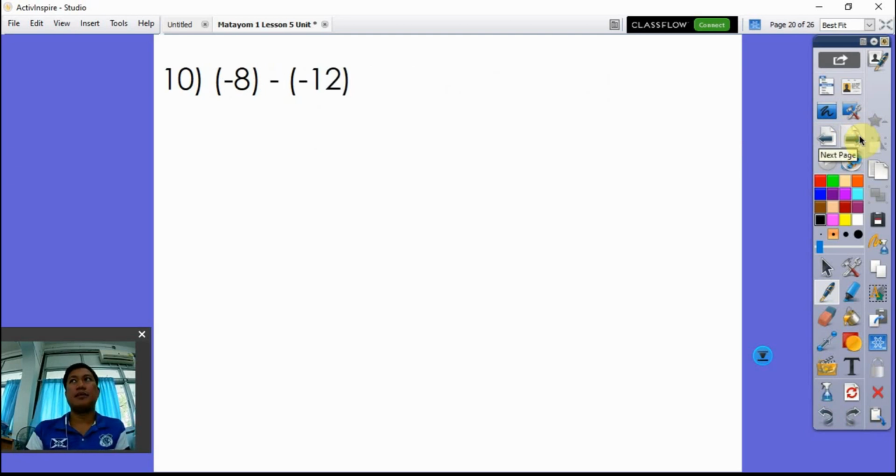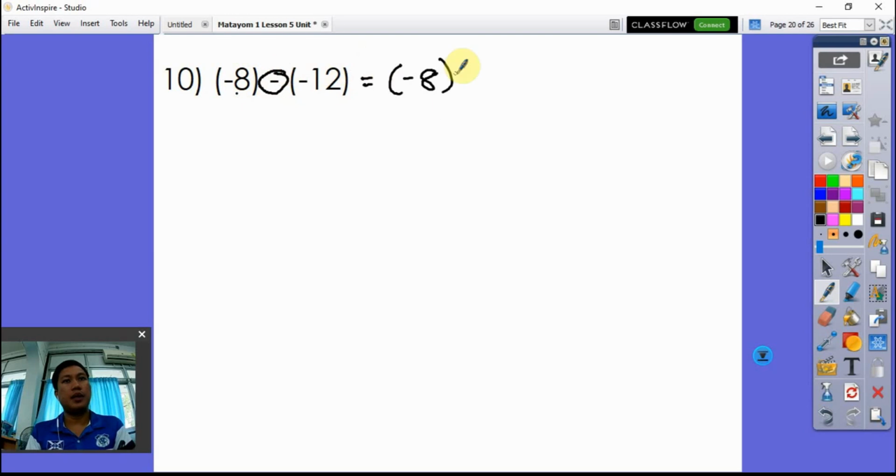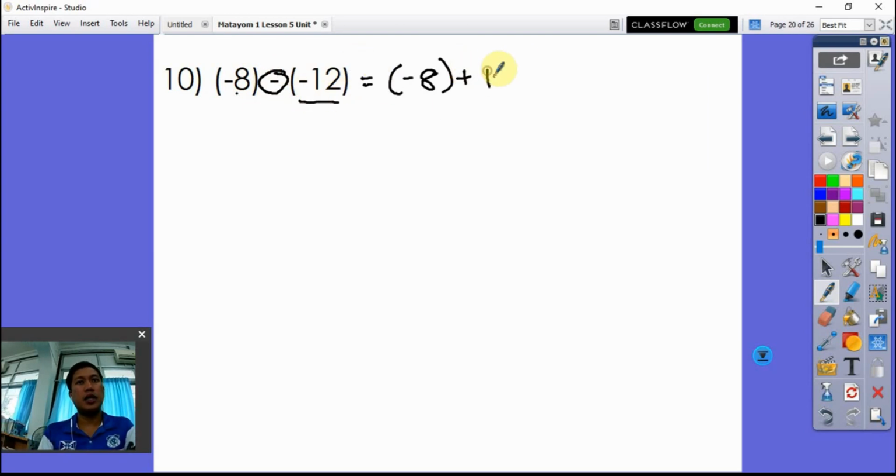Let's look at number 10. Number 10, we have -8 here minus -12. Both of them are negative. Okay, so without writing the simple step here, we know that we write the first number, we change the sign into plus, we change the sign of the subtrahend into positive 12. No need to write the positive.